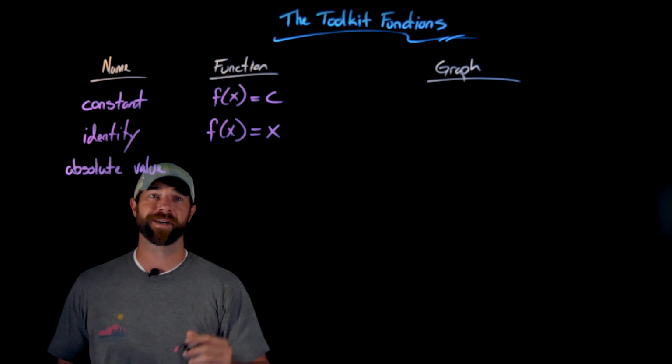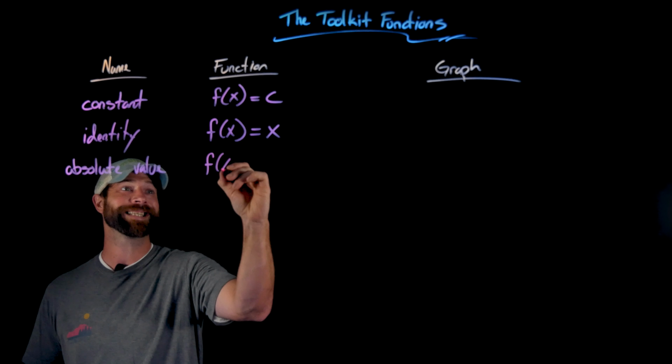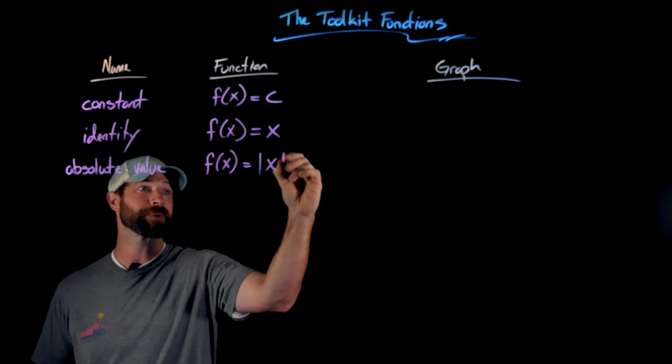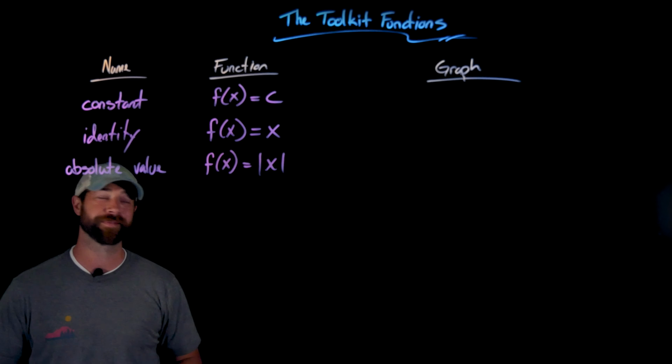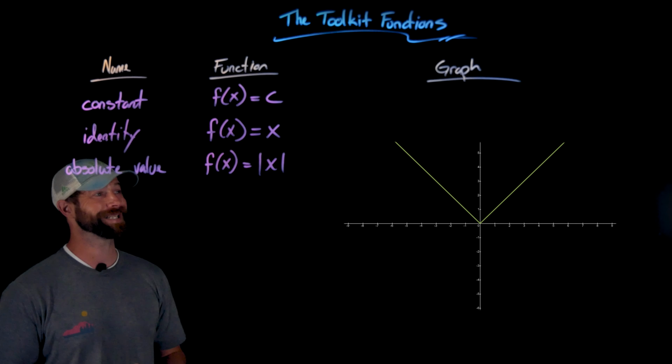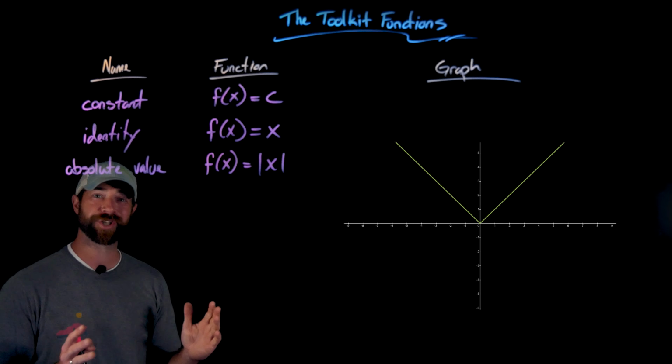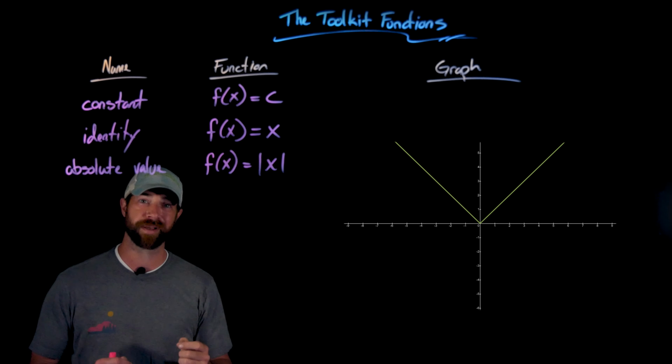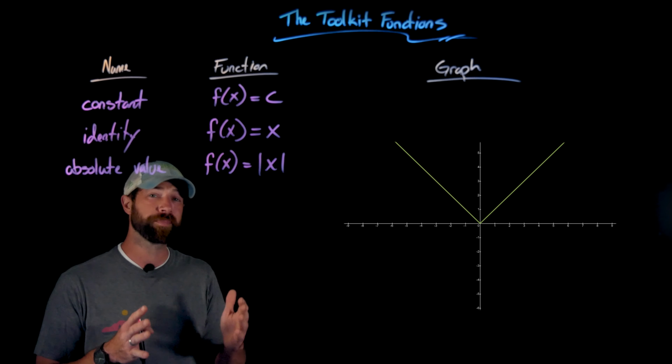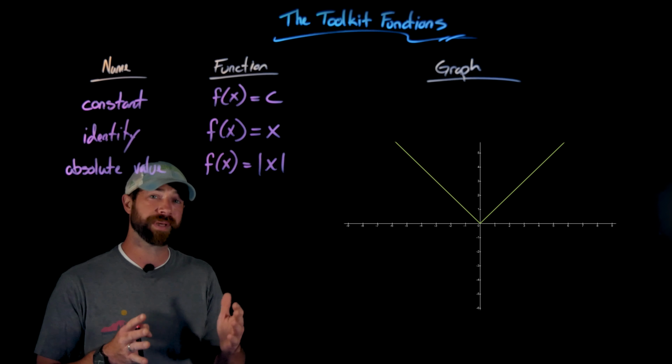The next toolkit function we're going to talk about is f of x equals the absolute value of x. We call this the absolute value toolkit function. Here's the graphical representation of this function. It's this V shape. Importantly, the absolute value function is really broken into two pieces, and we'll talk more about this when we talk about piecewise functions and a rigorous definition of the absolute value. But what you'll notice here is in the first quadrant, when we have positive x values, this function is actually identical to the identity function here.